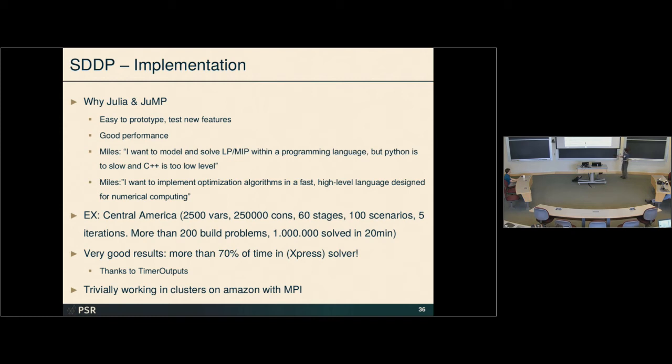Miles again: I want to implement optimization algorithms in a fast, high-level language designed for numerical computing. So we have been doing that. Thanks, Miles.